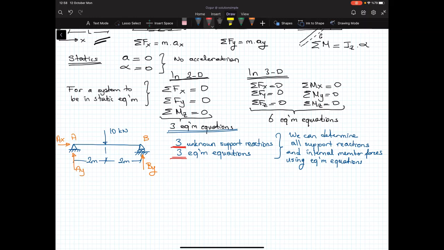So we call this type of structures determinate structures. Why? Because I can determine all the forces by just using the equilibrium equation. So it's determinate. I can determine it, right? But remember, this is of course the mathematical definition or the mechanical definition. Now let's take a look at the behavior. How does a determinate structure behave?